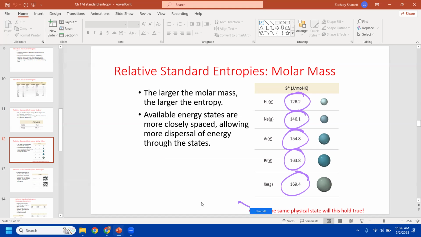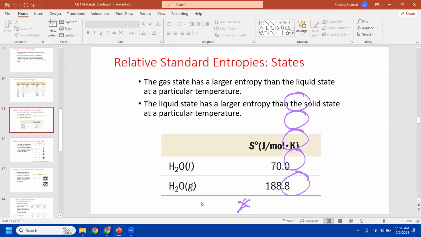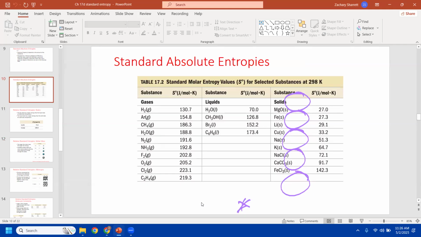But let's make a big note, that's only for the same physical state will this hold true. Remember when I was trying to compare the fluorine versus the chlorine, and then I was gonna add the bromine, and then I'm like, wait a minute, let's leave out bromine. So why is bromine less than fluorine and chlorine when we just said the bigger molecules have a higher entropy? What do you think, Sophia? Because it's a liquid, right? And liquids are more ordered than that.